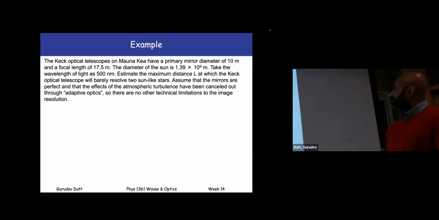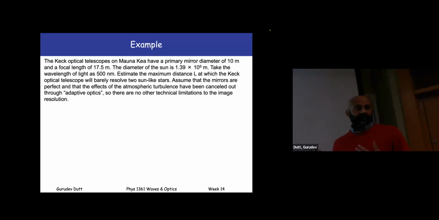We have a primary mirror diameter for the Keck optical telescope, and that is 10 meters with a focal length of 117.5 meters. The diameter of the sun is given by that number, and we're going to take the wavelength of light at which the imaging is being done as 500 nanometers. We're asked at what maximum distance L from the telescope will the Keck optical telescope resolve two sun-like stars? Meaning the stars have roughly the diameter of the sun.